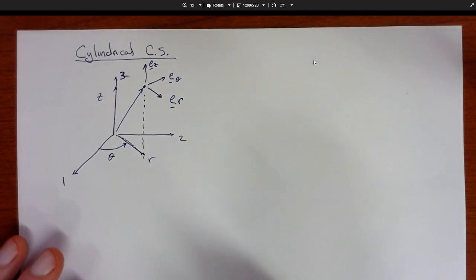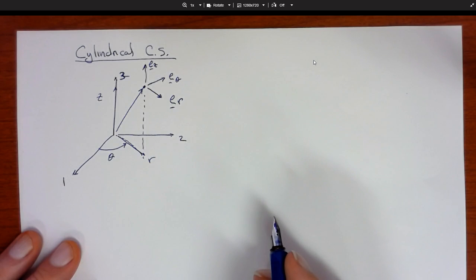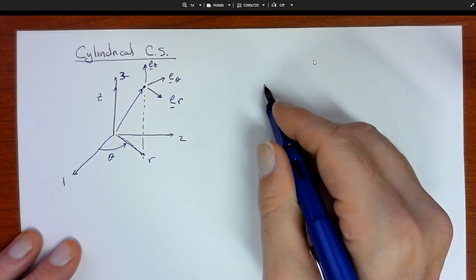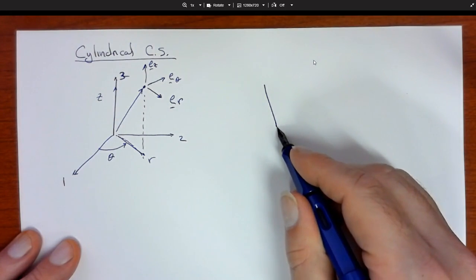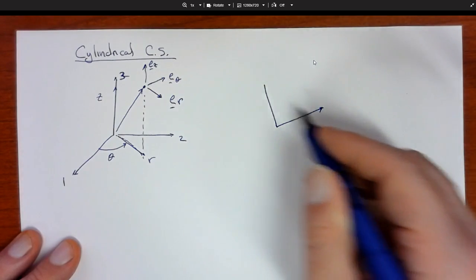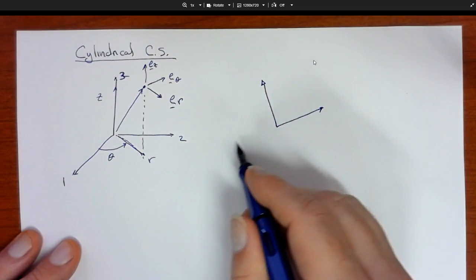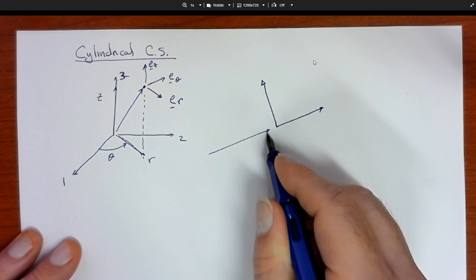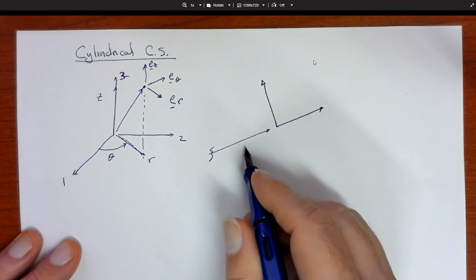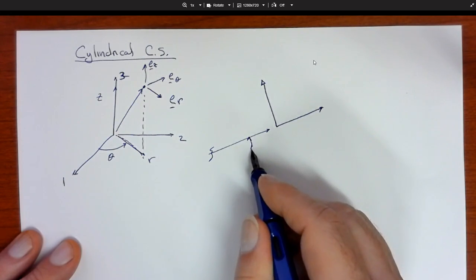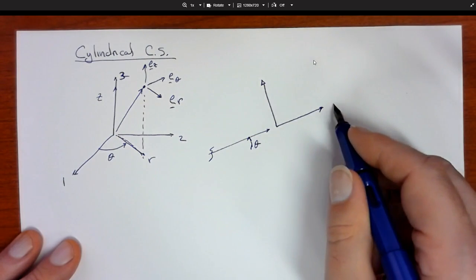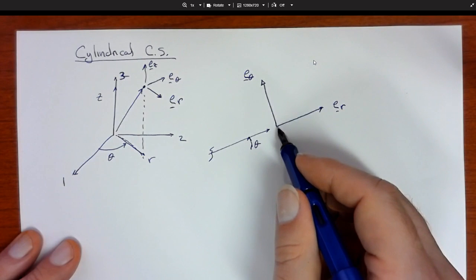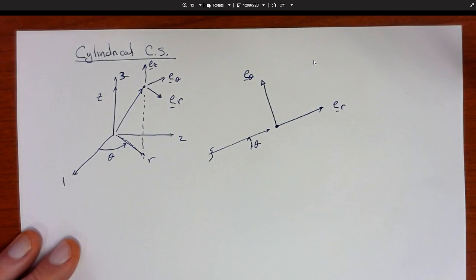So let's imagine I've got an initial position. I'm going to try to draw this. This is looking down the z or the 3 direction. Here is my position vector going to the point x, and here is the angle theta. This is the ER direction, and this would be the E theta direction, and then EZ would be coming out of the page.